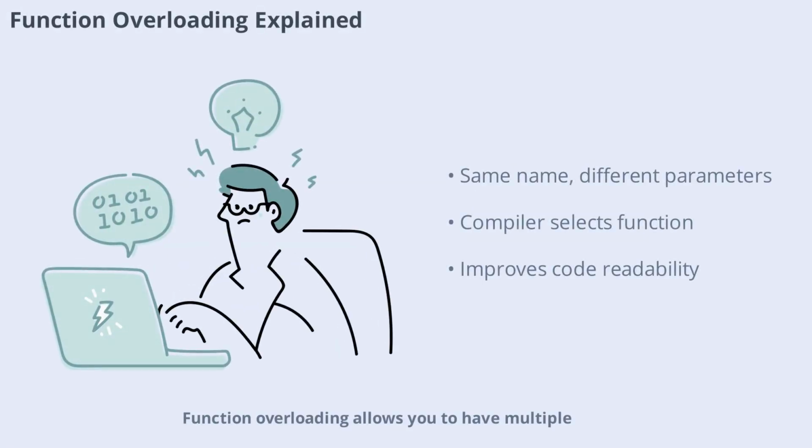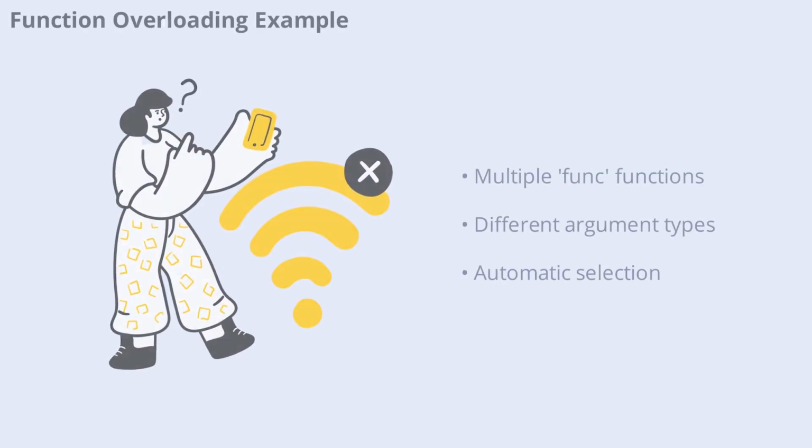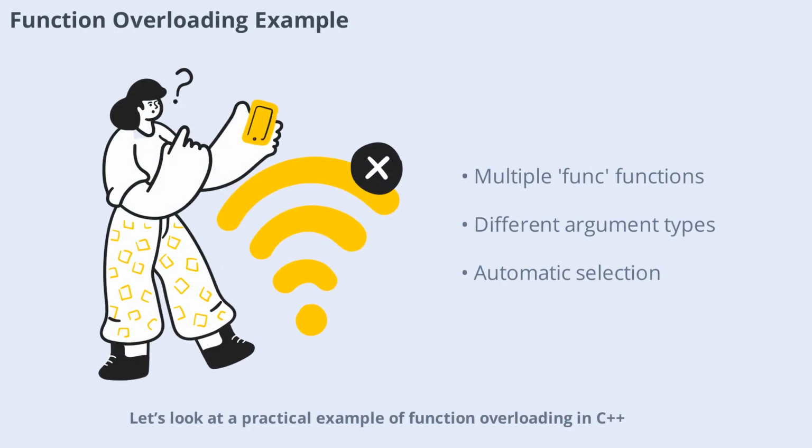Function overloading allows you to have multiple functions with the same name but different parameters. The compiler decides which function to call based on the number and type of arguments. This makes your code more readable and organized, as related operations can share the same function name. For example, you might have a function called add that works with both integers and doubles depending on what you pass in.